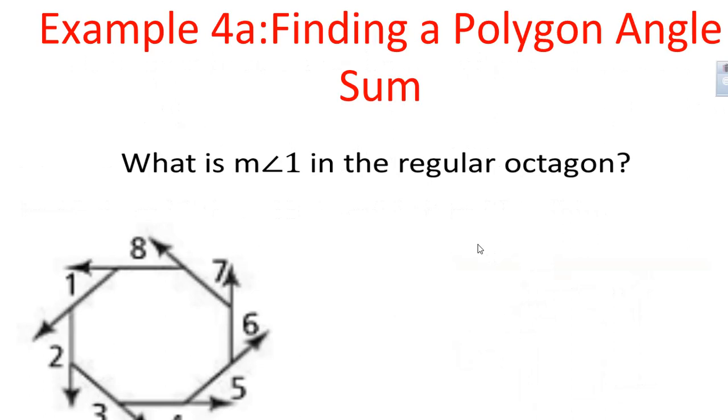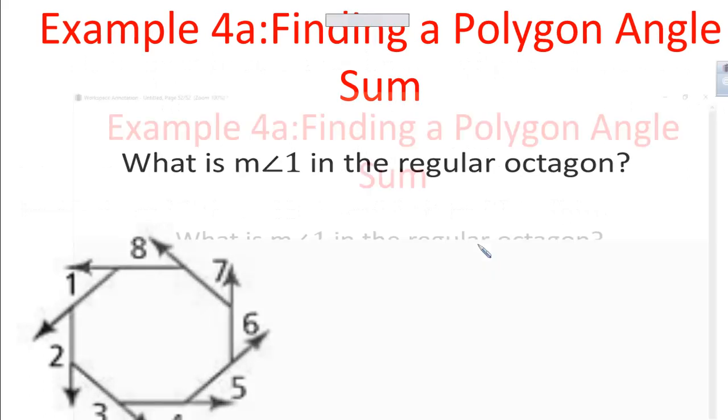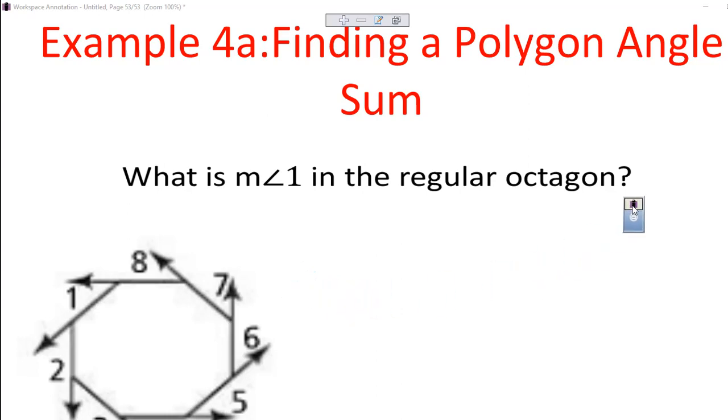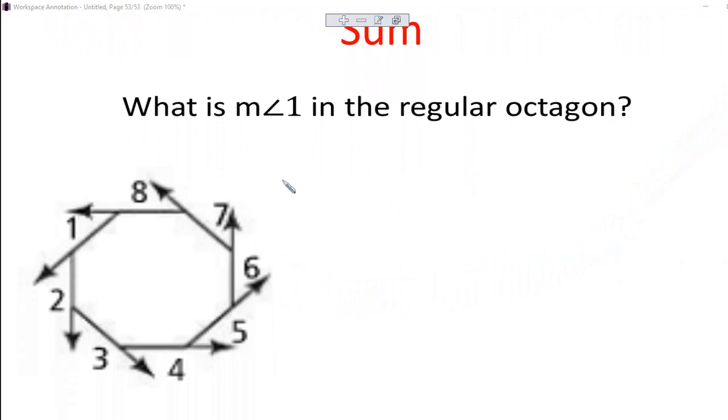So let's take a look at finding an exterior angle in a regular polygon. What I'm about to show you only works for a regular polygon, which means all the sides are the same and all the interior angles are the same. But if all the interior angles are the same, then the exterior angles should also be the same.